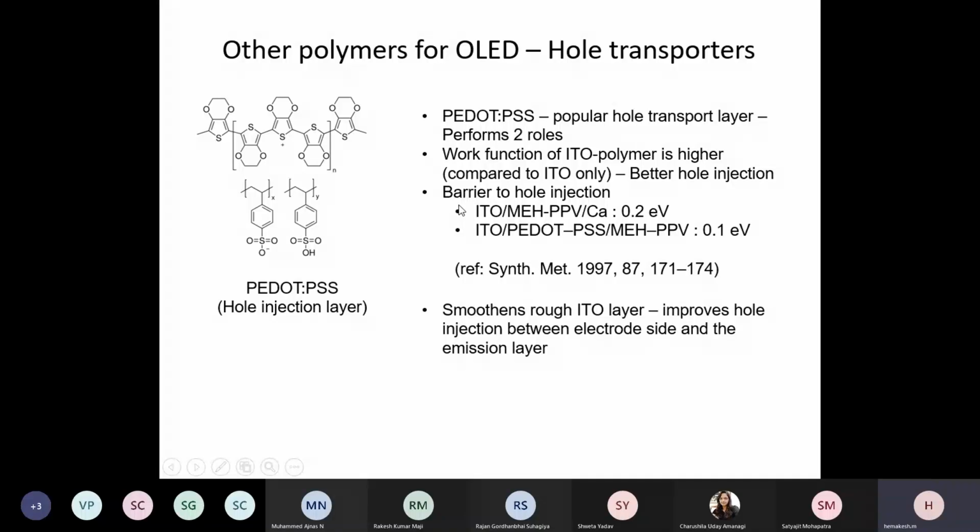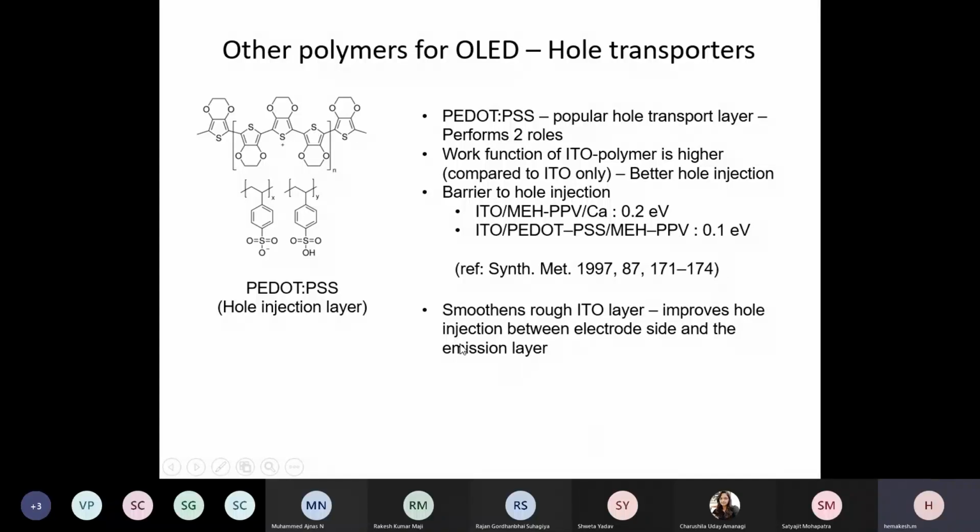So in this setup, in this one particular experiment, they found the barrier to hole injection. Hole injection happens on the anode side. The overall measured barrier is 0.2 electron volt. But in the same device, I'm missing the metal, but in the same device, if you put this unusual polymer on the indium tin oxide layer, the barrier is reduced.